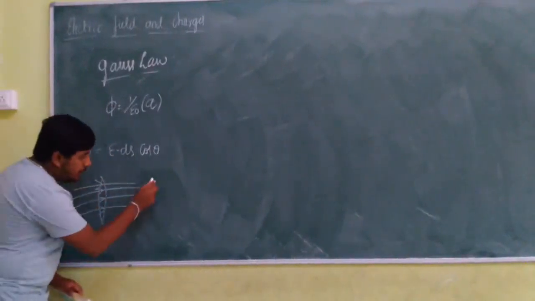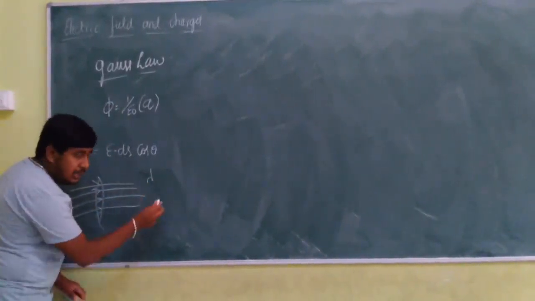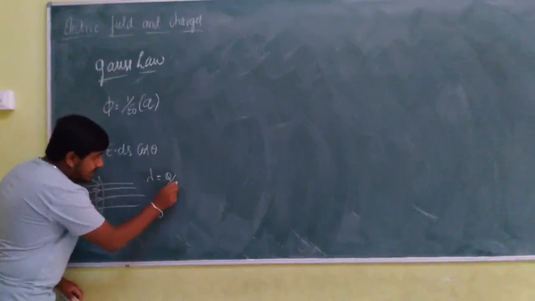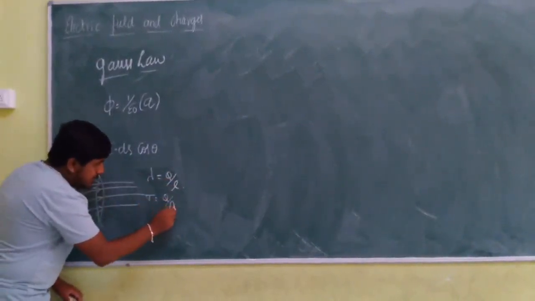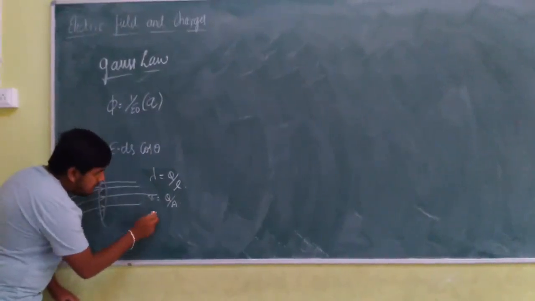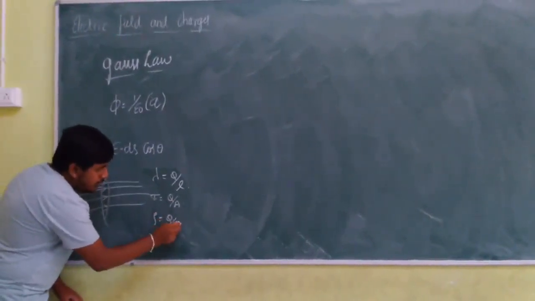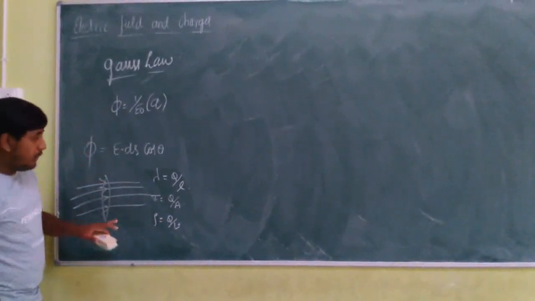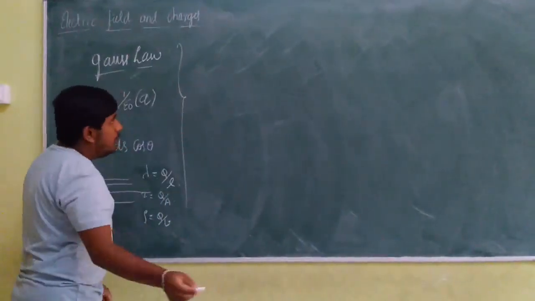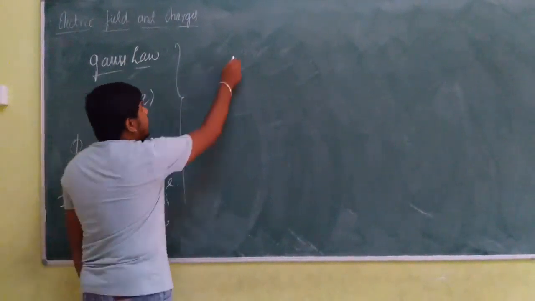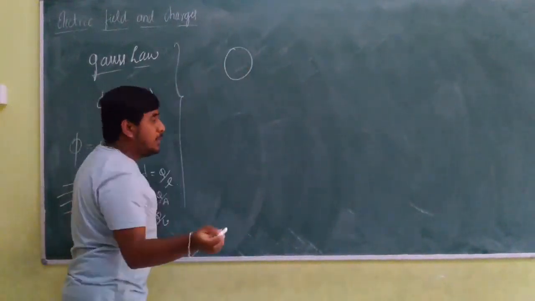Before that, we have to learn what is charge per unit length. Charge per unit length is linear charge density lambda. Charge per unit area is surface charge density sigma. Charge per unit volume is volume charge density rho. You should know these three. Later, after this, we studied electric field due to a charged sphere.